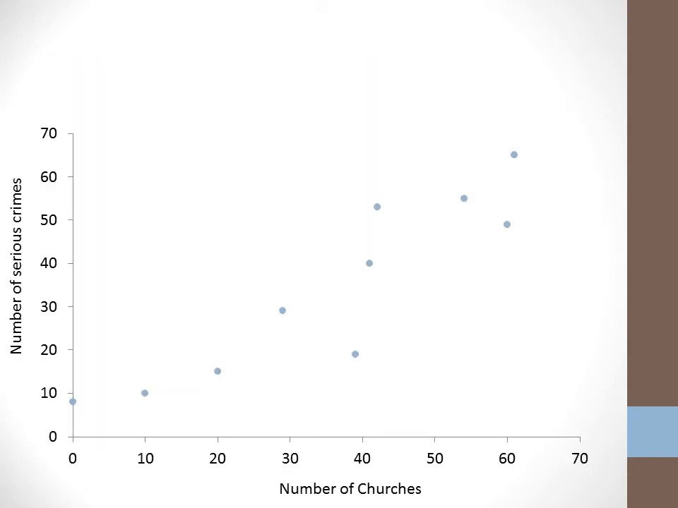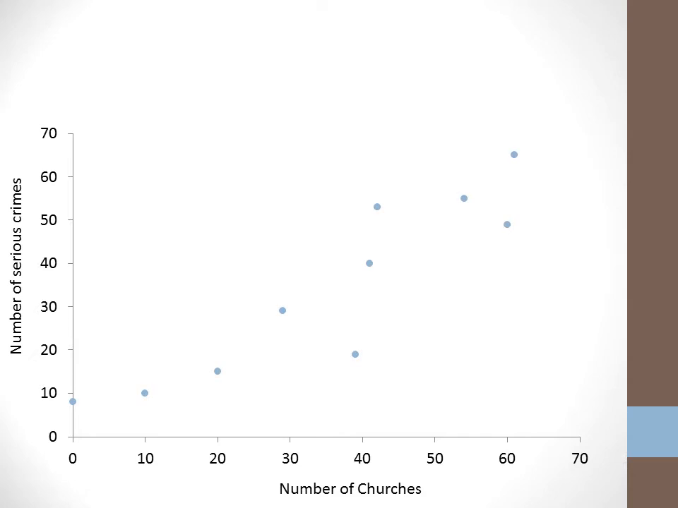The data is presented right here. So I just want to point out that on the x-axis we've plotted the number of churches, and on the y-axis we've plotted the number of serious crimes. Note that the scatter plot shows a strong positive correlation. Thus, as the x variables increase, you'll find an increase in the y variables. More specifically, as the number of churches increase, you find that you have more serious crimes in a particular city.